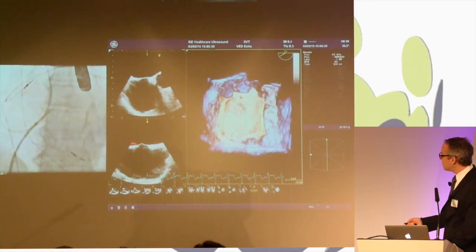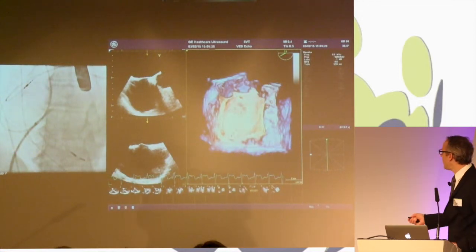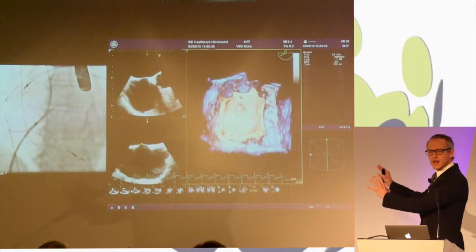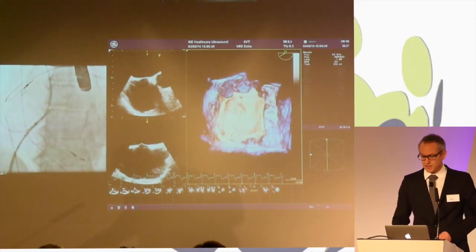You can see again the bicaval view right here. I think you see a nice tenting here. You see the short axis view here. Not sure about tenting, to be honest. And you see the 3D reconstruction right here, and I guess the needle is poking the interatrial septum right here. You're having a look from the left atrium to the interatrial septum, and you see the fossa ovalis right here, and this is the place where the needle pokes the interatrial septum.